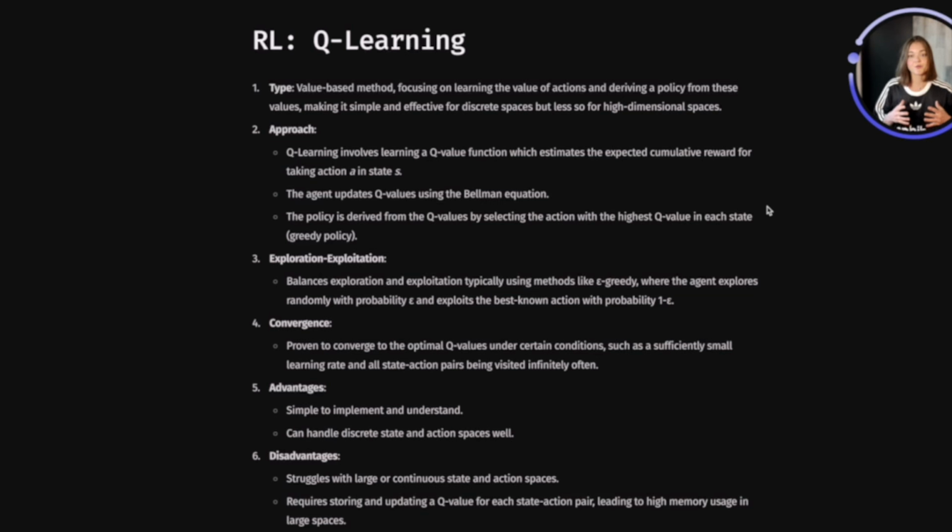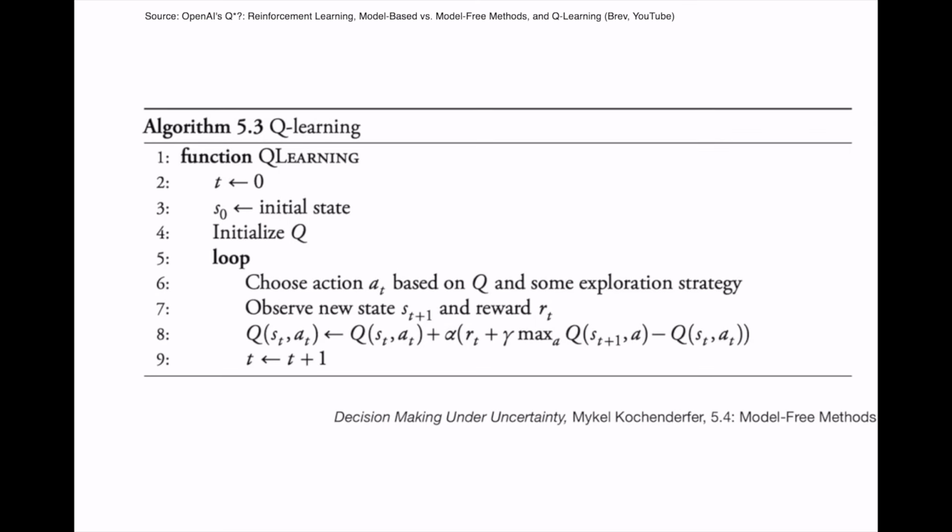So again, Q-learning involves learning a Q value function, which is estimating the expected cumulative reward for taking action A in state S. It updates its Q values using the Bellman equation. I will put this Q equation on here so that we can learn what Q is. Let's go through the function together. Q is an estimate of the state action value function. Again, it takes in the state and action, and it estimates the discounted return over time. And so we have this discount value, gamma.